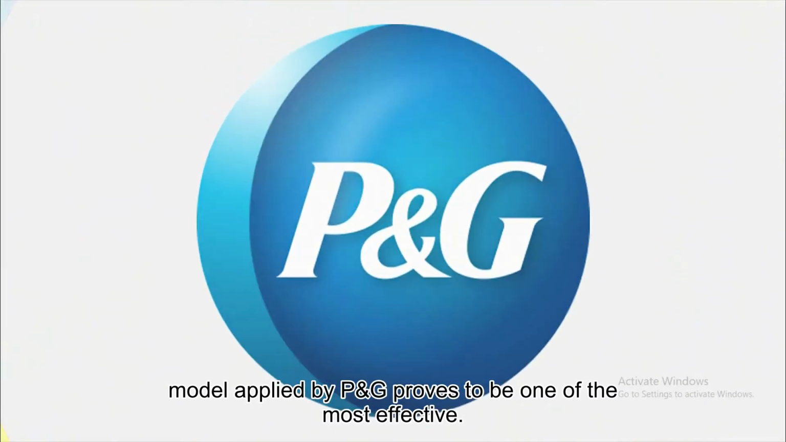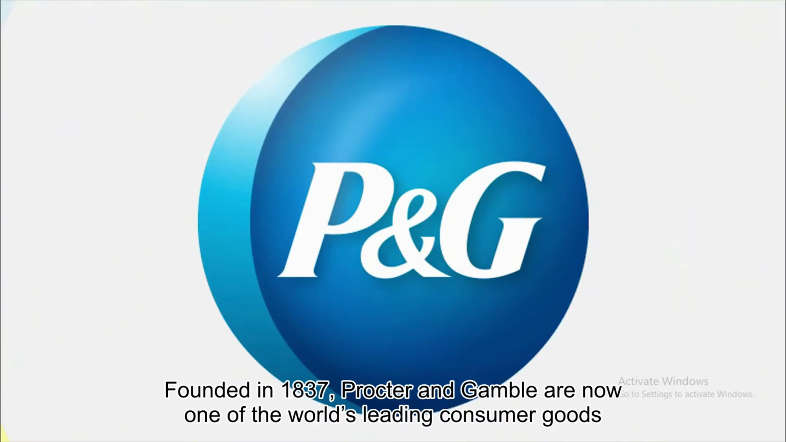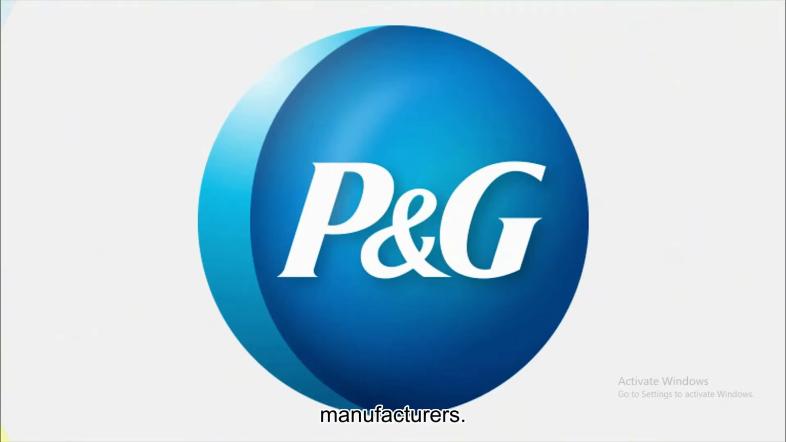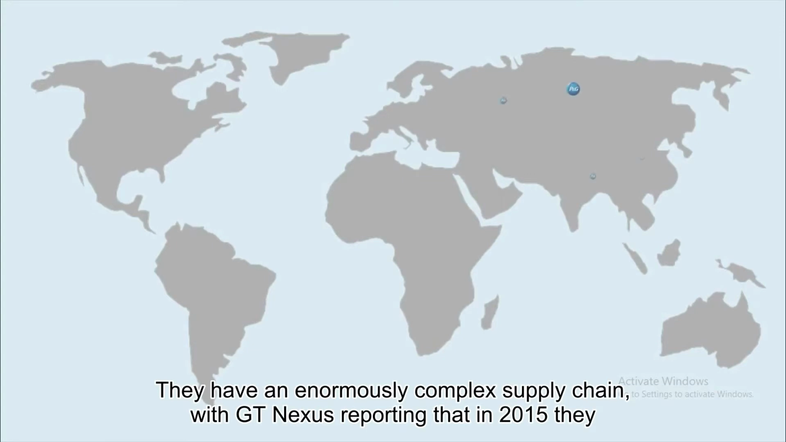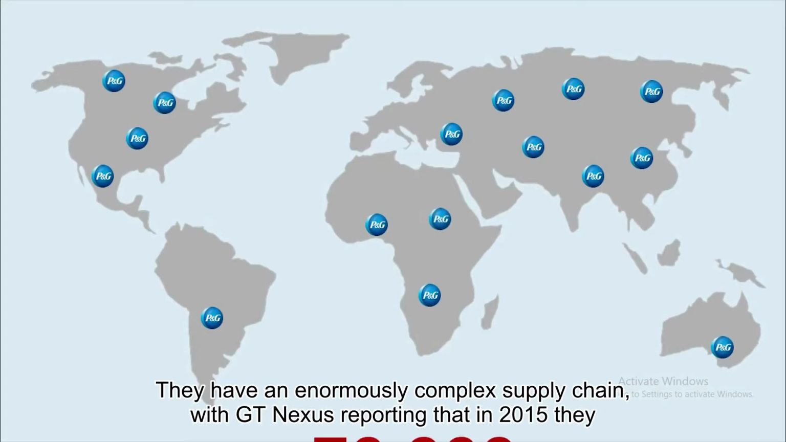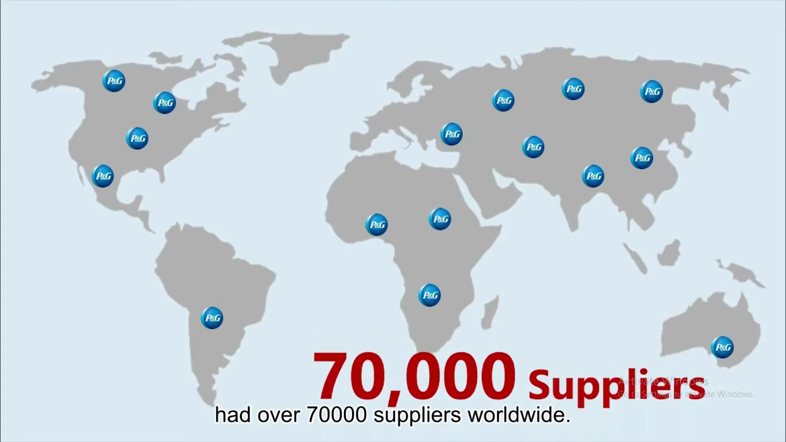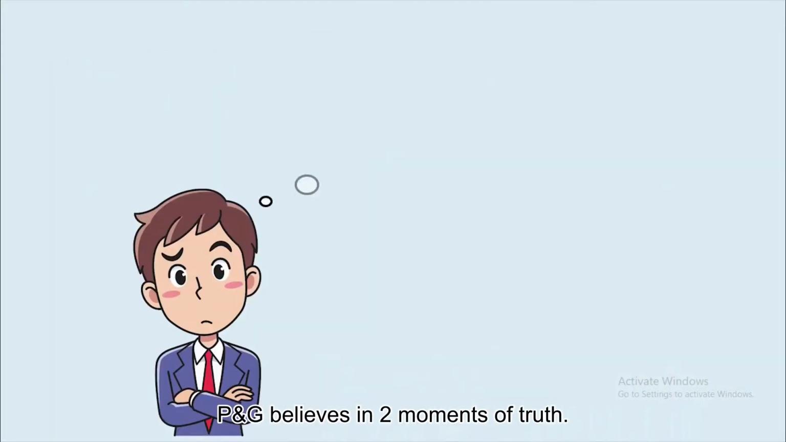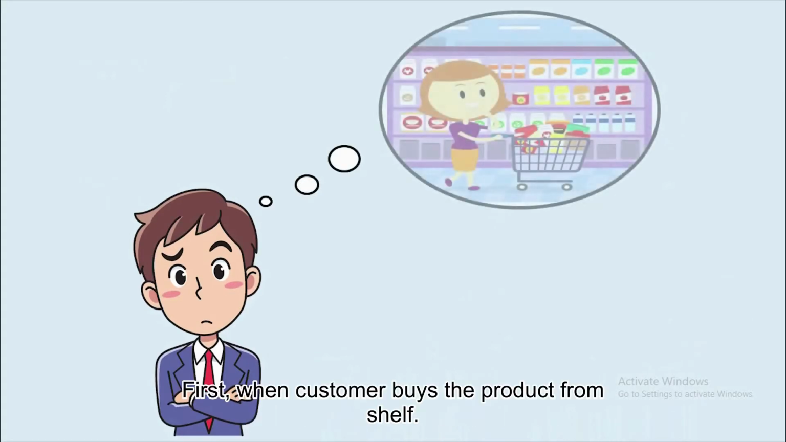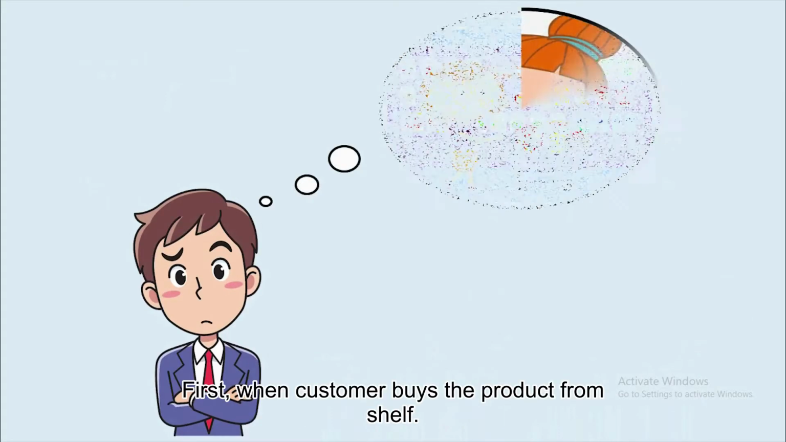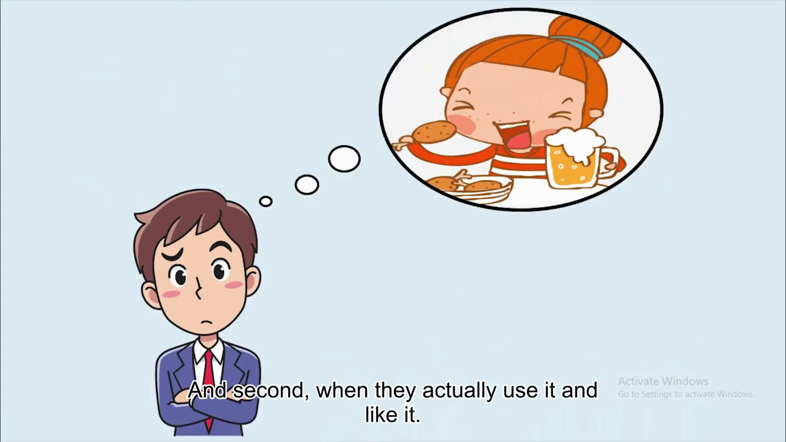of the most effective. Founded in 1837, Procter & Gamble are now one of the world's leading consumer goods manufacturers. They have an enormously complex supply chain, with GT Nexus reporting that in 2015 they had over 70,000 suppliers worldwide. P&G believes in 2 moments of truth. First, when the customer buys the product from the shelf, and second, when they actually use it and like it.